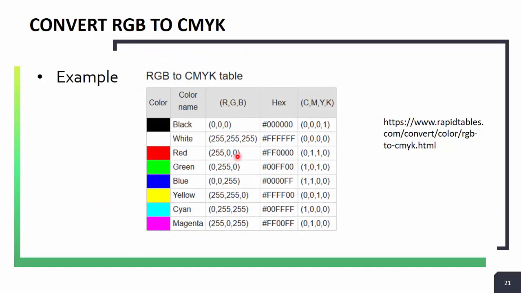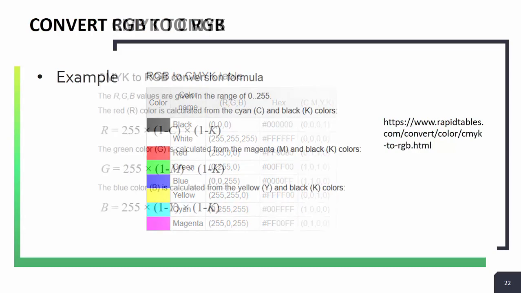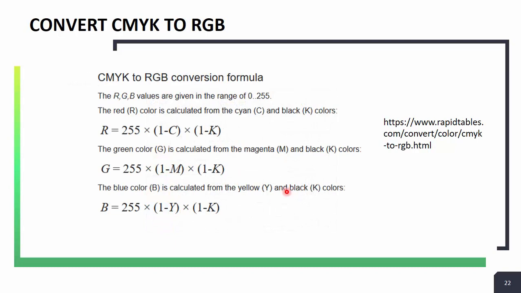Examples of the calculation are here. For example, you see here, this is a cyan color, 0, 255, 255, or 00FFFF. You convert it, and you will get a pure cyan, and so on. And the reverse conversion is of course possible.